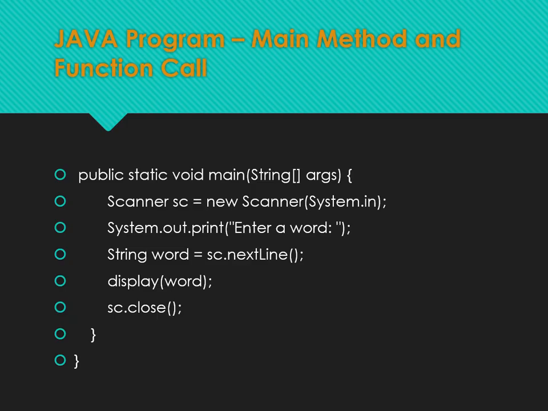This part of the code contains the main method, where program execution begins. We create a scanner object to take input from the user and prompt them to enter a word. The entered word is stored in the word variable. We then call the display method and pass this word as an argument. Finally, we close the scanner object to release system resources. This completes the full flow of accepting input, processing it, and displaying the vowels.